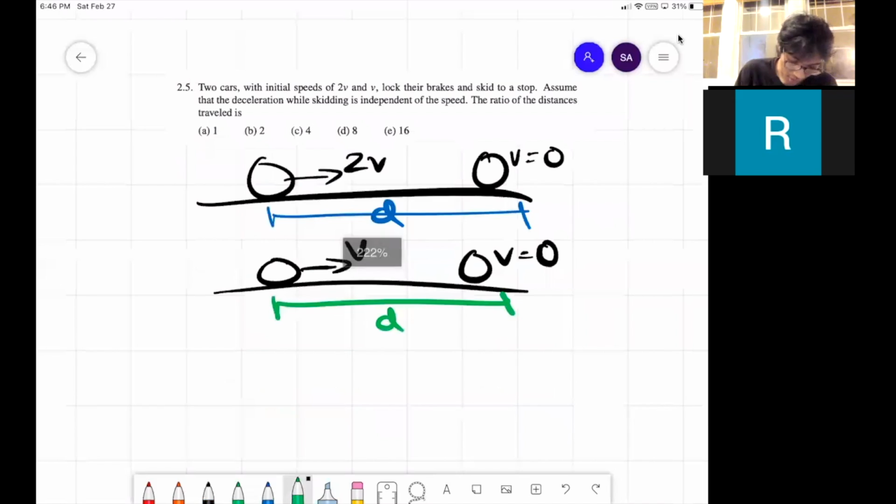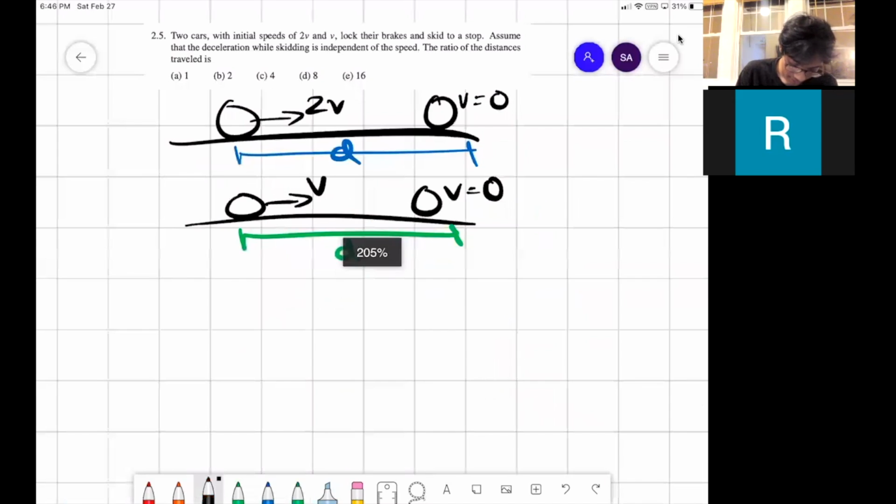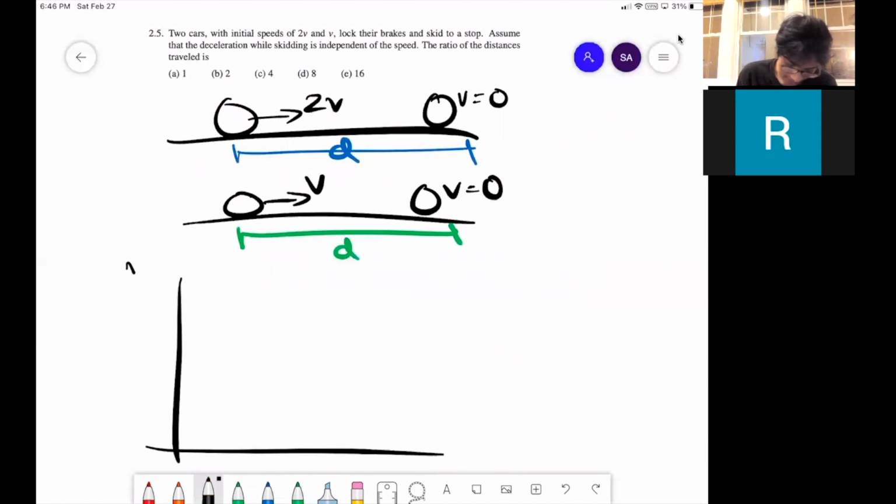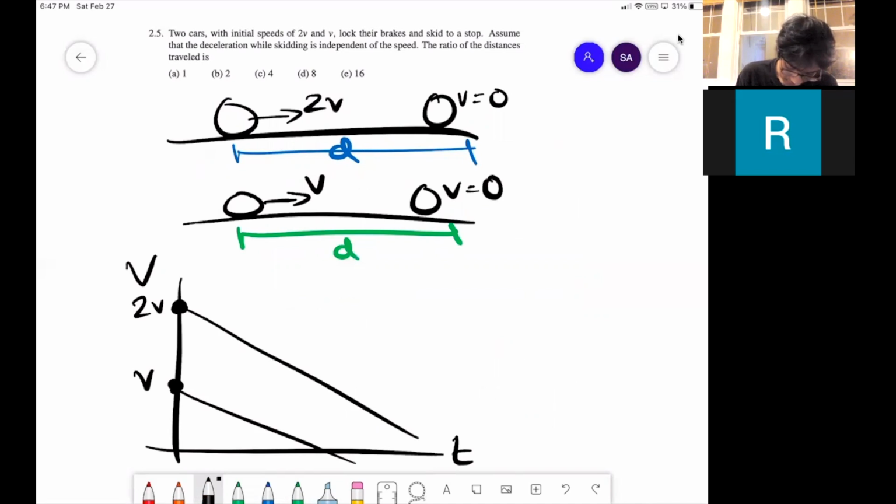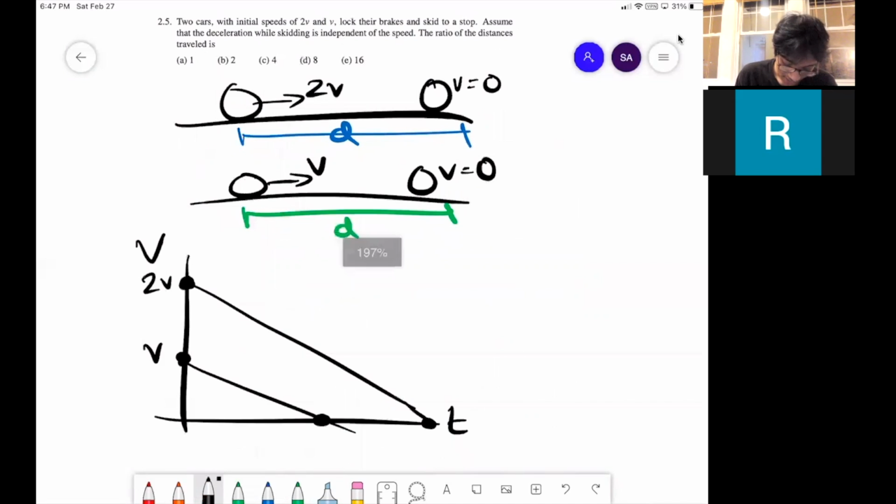as we can draw with a VT graph, the first one starts with some velocity 2v. Second one starts with a velocity v. So here's 2v, here's v. And they both end up with 0 velocity at the end. So here's how I'm going to depict that. 0 velocity, they both end up on the x-axis by the end of their journey.